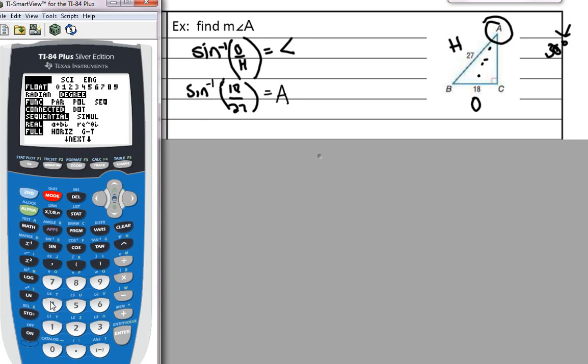And I'm really excited today because I found out how to change the color of my calculator and I wanted it to be blue. Yep.